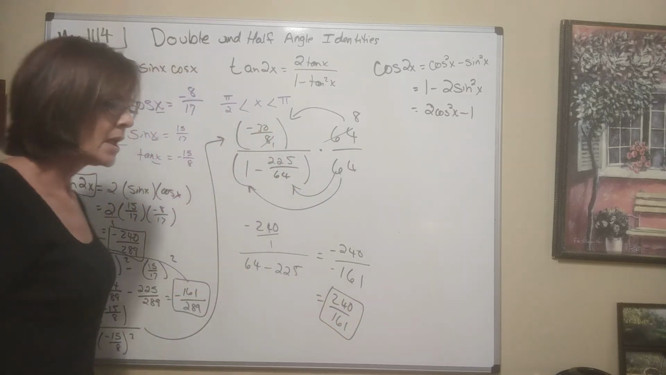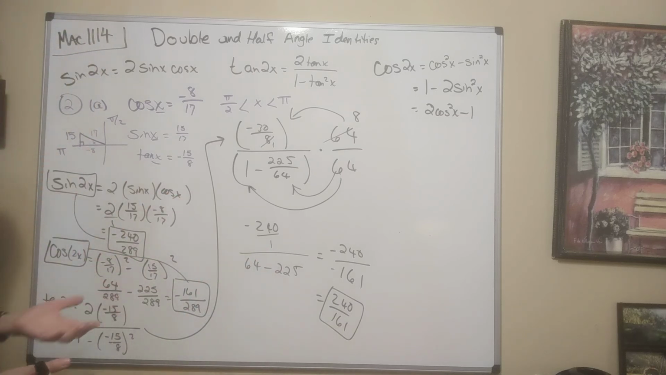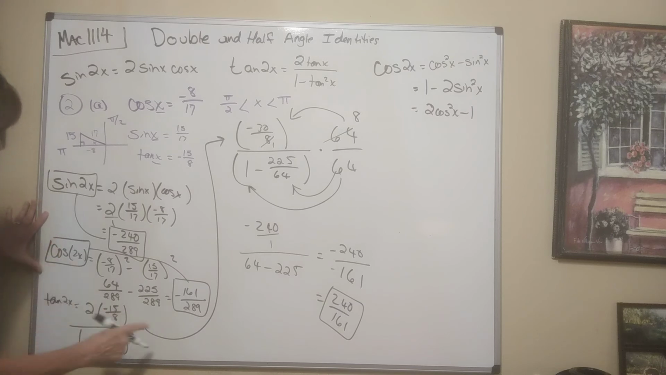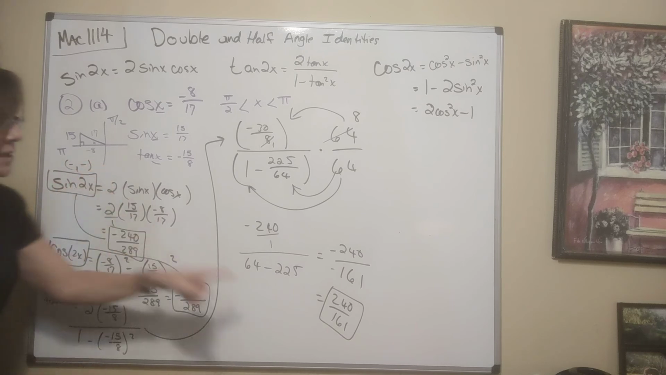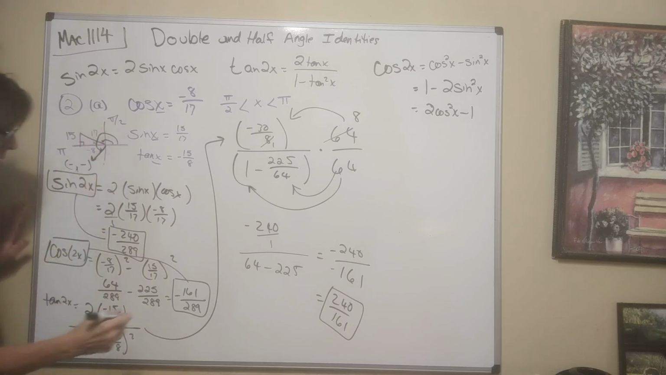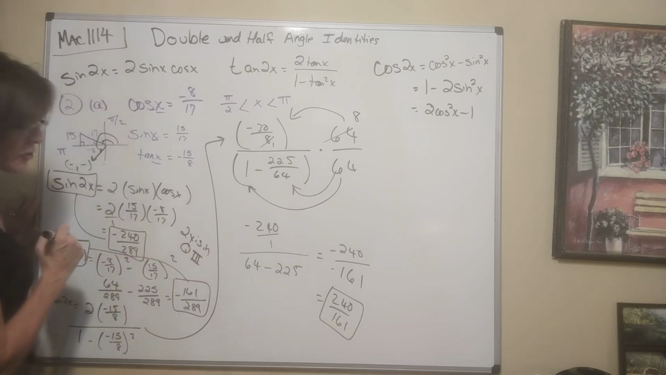That's the tangent. Now, the question also was, where does the angle 2x lie? This is x. Where does 2x lie? Well, the sine is negative, and the cosine is negative. And so where is the sine negative and the cosine negative? That's in quadrant 3. In quadrant 3, the tangent is also positive, and we got a positive tangent. So x was here, and 2x is going to be somewhere in here, just for a visual. So we say that 2x is in quadrant 3, like that.